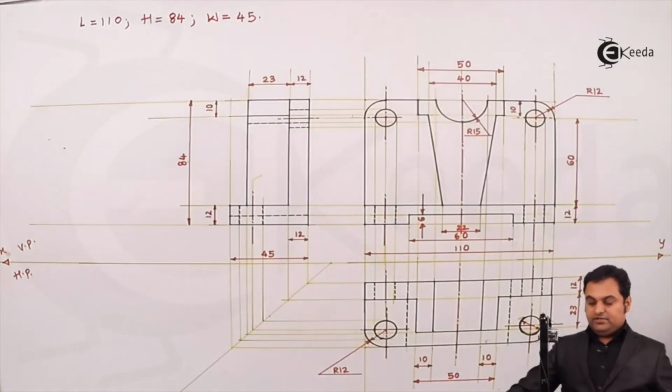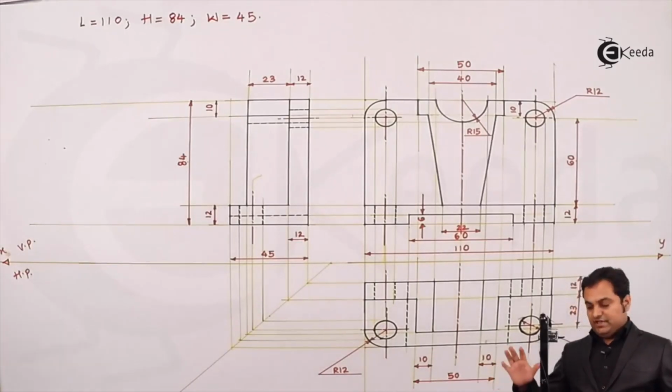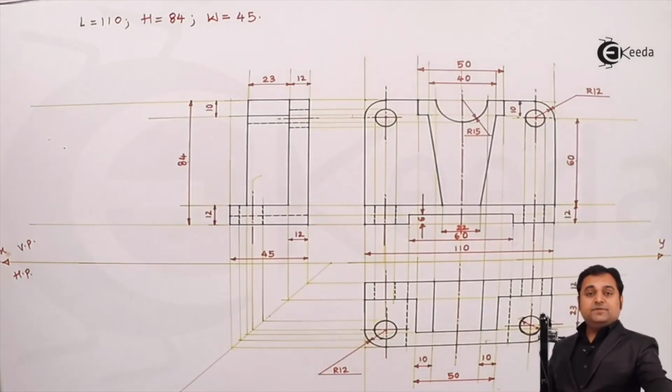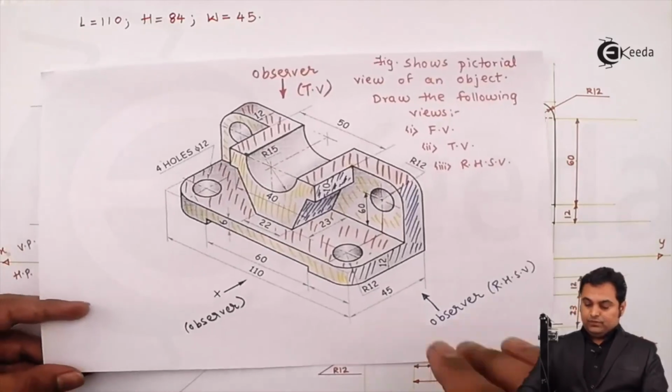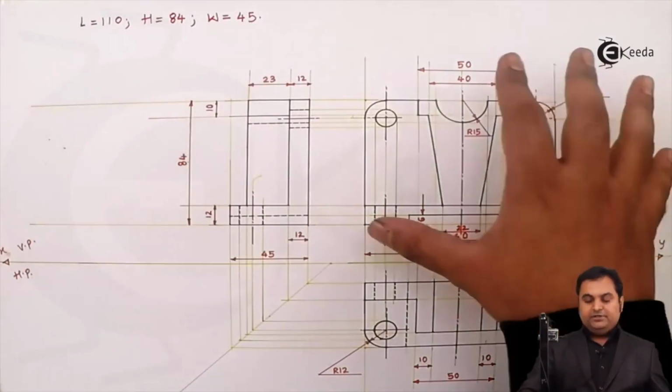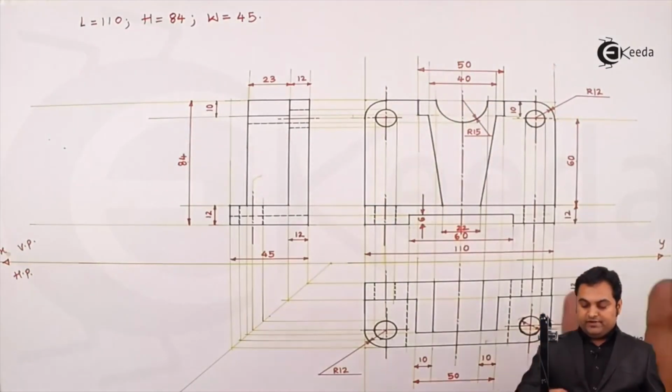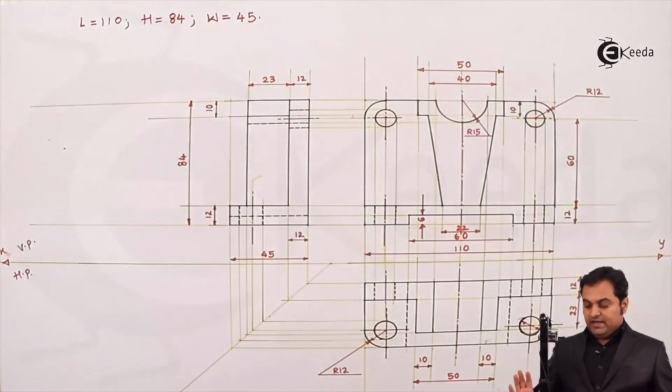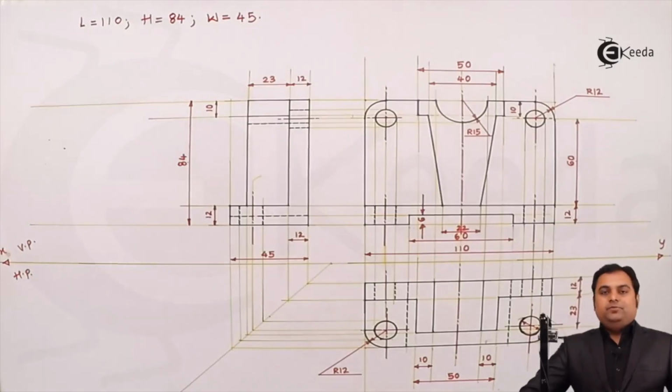So I can say that the majority of the dimensions I have given here, and as mentioned in the question, we have to draw the front view, top view and right hand side view. Here I have completed the front view, top view and right hand side view onto the left hand side, and with this the problem is completed.